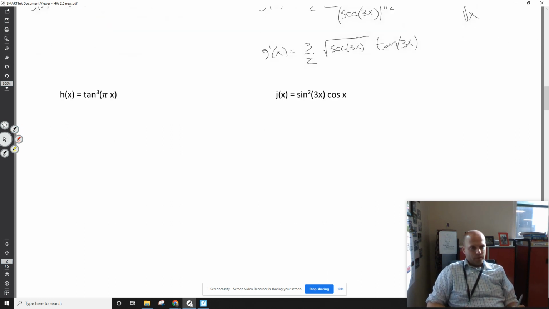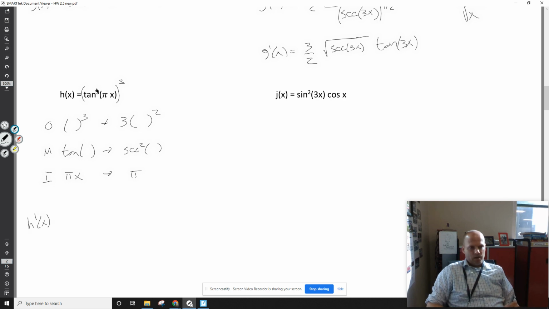Oh, look at J. I don't want to do J. Let's look at H first. H is an O and an M and an I. First thing is first, to understand tangent cubed is tangent stuff cubed. OMI would be cube is outside, tan stuff in the middle, pi x inside. Derivative of tangent is secant squared. Derivative of pi x, pi is just a number, it's just pi.